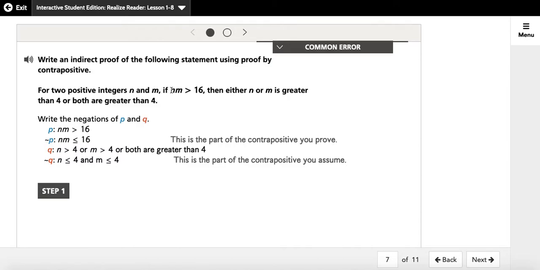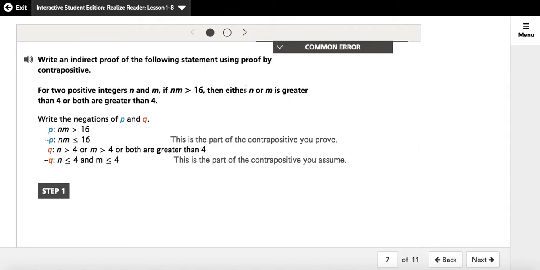The hypothesis was if n times m is greater than 16. The opposite of that would be that n times m is less than or equal to 16. That's what we're going to conclude.